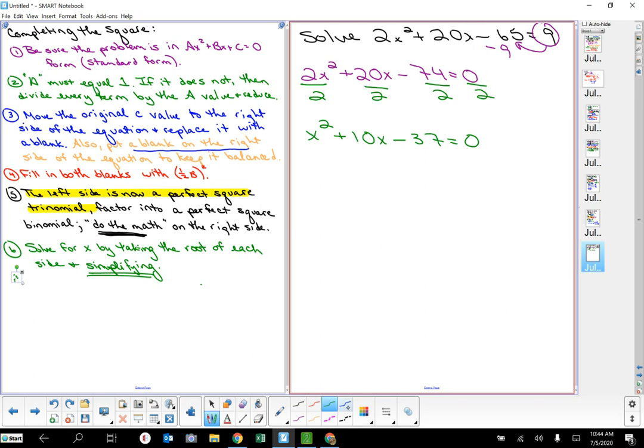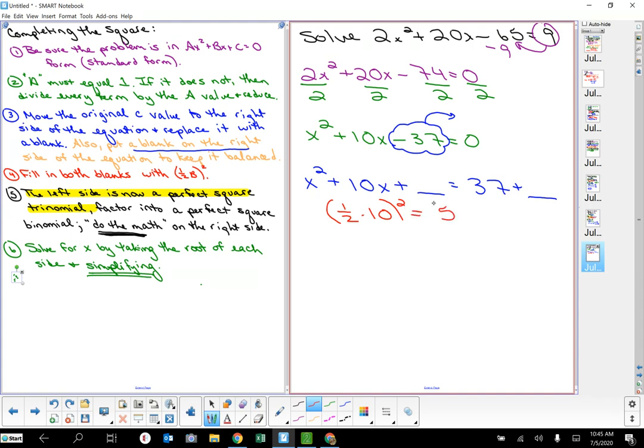The next step, the blue one, move the original c value to the other side of the equation. So we're going to do that by changing its sign. So we're going to have a plus 37 over there, and replace it with a blank. So x squared plus 10x plus a blank equals positive 37 plus another blank. Your easy step, fill in the blanks with 1/2 of b and square it. Well, 1/2 of 10 is 5, and 5 squared is 25. And those go in both the blanks.